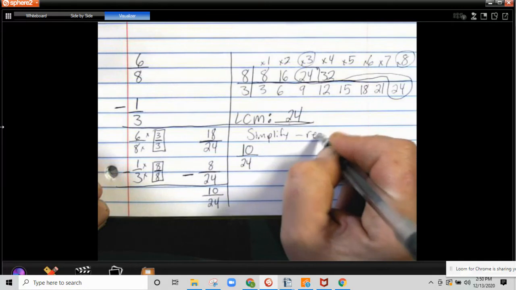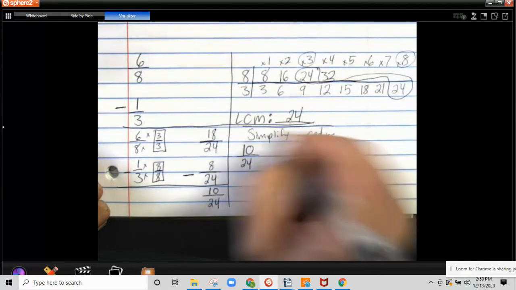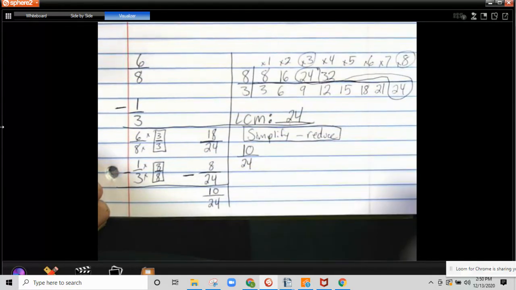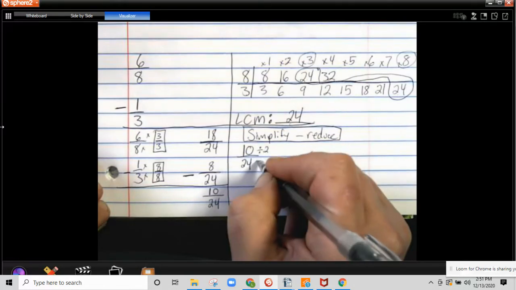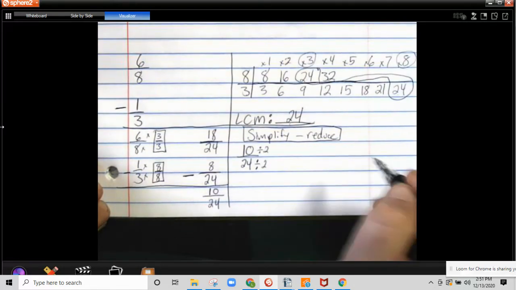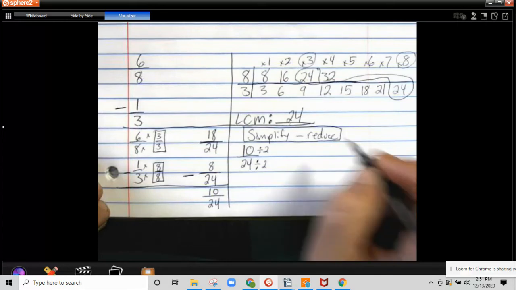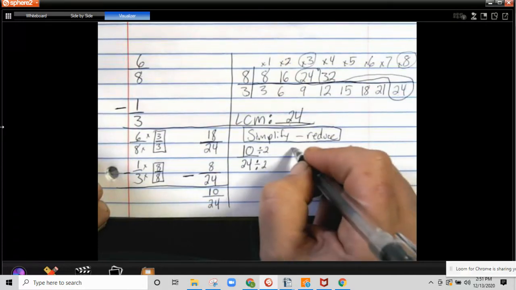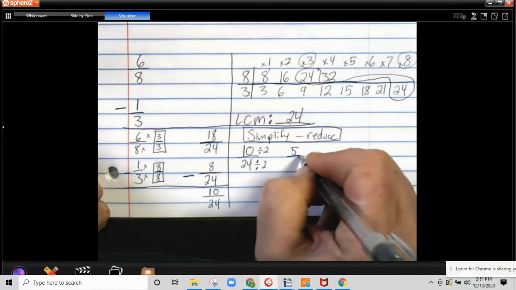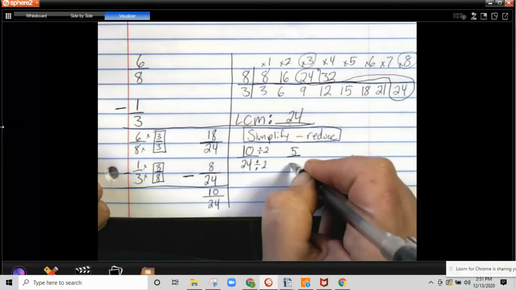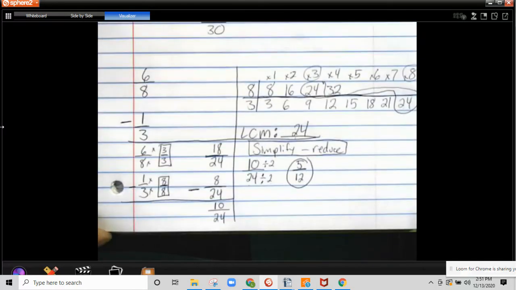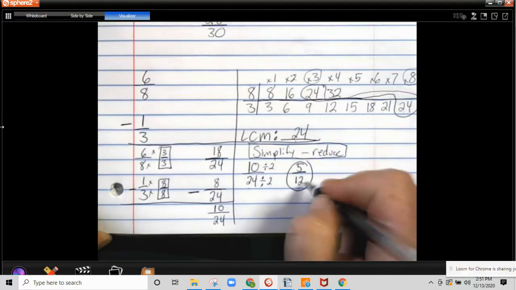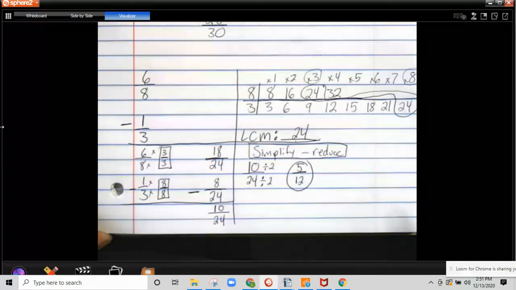I can reduce it and make it a smaller equivalent fraction because equivalent means the same. I know that a 2 goes into both 10 and 24 because they're both even. 10 divided by 2 is going to be 5. 24 divided by 2 is going to be 12. Circle my answer. My answer is 5/12. Okay?